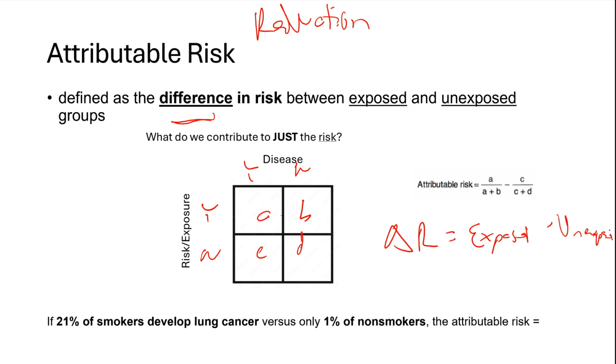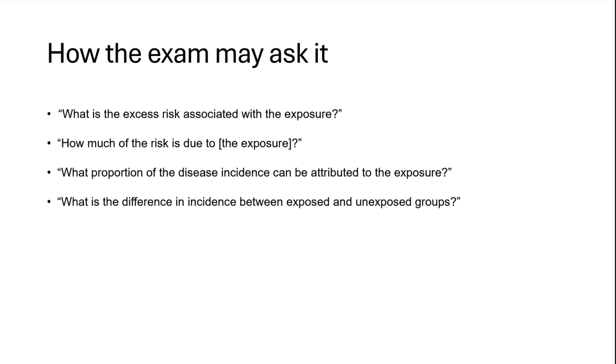So let's do an example. Here's a very similar example to the one that you've just recently seen. If we have 21% of smokers develop lung cancer versus only 1% of nonsmokers, what is the attributable risk? Remember, the attributable risk is people with the exposure, aka smoking in this case. So it's going to be 21% minus 1%. So the attributable risk is going to be 20%. Hopefully that makes sense. This is another way that they can ask it. Notice that everything is always being assessed with different types of exposure versus unexposed. What is the difference in incidence between the exposed and unexposed groups? That is essentially just asking, what is the attributable risk?